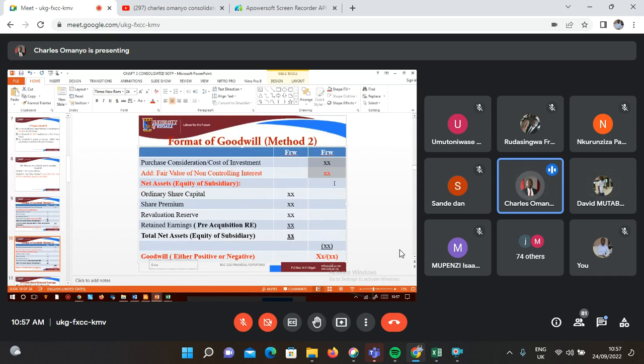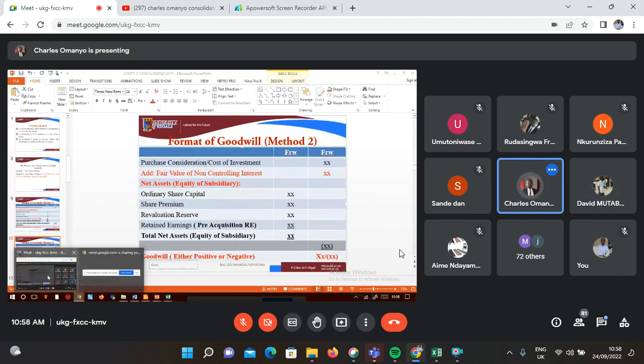Have we understood the difference between method 1 and method 2? Method 1 does not have the fair value of non-controlling interest and uses the net assets as a percentage. Method 2 has the fair value of non-controlling interest and uses the net assets as 100%. And then you get the goodwill, which can either be positive or negative.